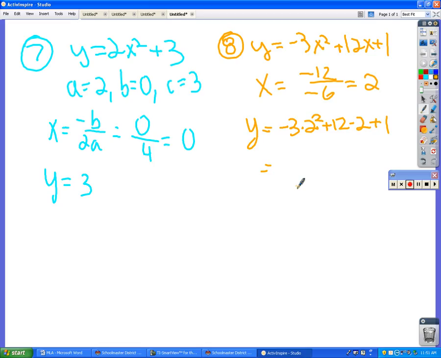Yeah. What do I have to do here first? The exponent. So 2 squared is 4, and 4 times negative 3 makes negative 12. Okay? Then negative 12 times 2 is negative 24. And then we have to add 1 on the end. And so if you figure that out, you get 13. So X is 2, and Y is 13. Okay?